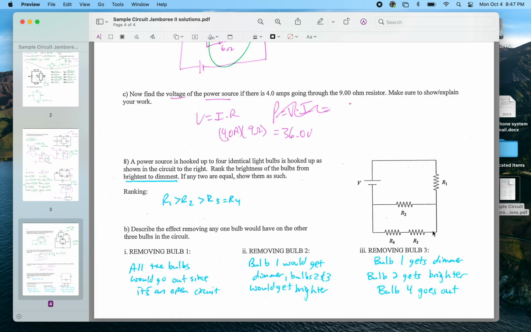Bulbs 2 and 3 get brighter because before the current was split between the top branch and the bottom branch. And although the total current is less now, all that total current is going through this bottom part since R2 has been pulled out. So therefore, these bulbs would get brighter. If I remove bulb 3 here, bulb 4 would obviously go out because it's in the same path and in series with bulb 3. Once again, I basically just made a series circuit with R1 and R2. R1 would get dimmer because the total resistance has increased now that we have a series circuit instead of a parallel circuit. And R2 would increase because now all that total current, even though it's a bit less, would be going through R2, so it would brighten.